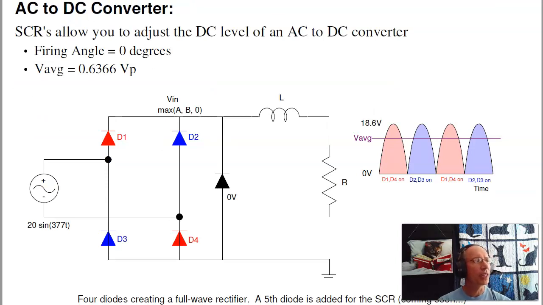So what I can do with that is I can vary the voltage of an AC to DC converter. For example, this is an AC to DC converter that we looked at before. I've got my 4 diodes, D1, D4. They turn on when the input is positive. D2 and D3 turn on when it's negative. The net result is at Vn, I've got a full wave rectified sine wave. And the average is 0.6366 times the peak voltage. This 5th diode doesn't really do anything right now, but it will in just a sec.